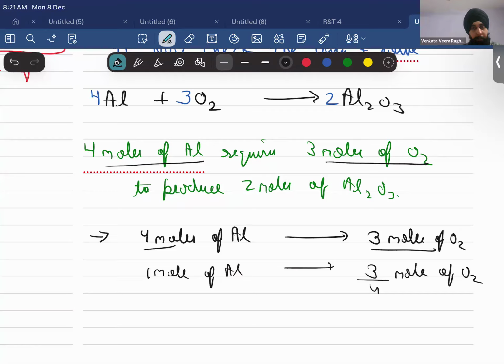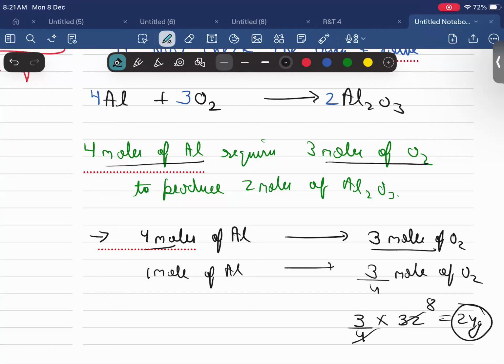I now have the moles of O2 which I require to completely react with 1 mole of aluminium. But they have not asked for the moles of O2, they have asked for grams of O2. So we have to convert this mole to grams. How do we convert mole to grams? By multiplying with the molecular mass. So it will be 3 by 4 times the molecular mass of O2, which is 32. That gives 24 grams. This is the final answer. Is this clear? Yes, sir.